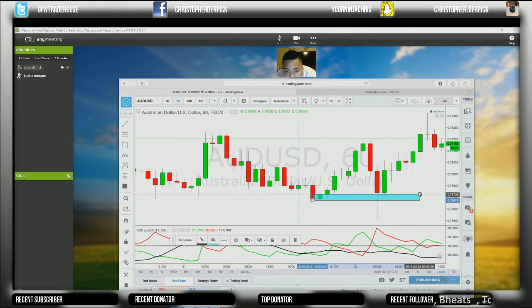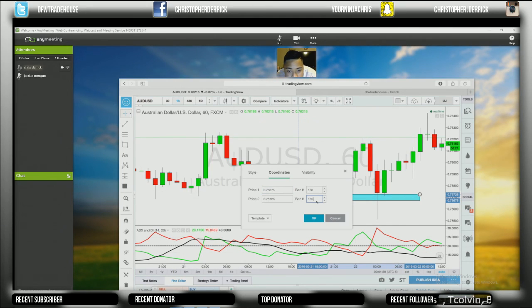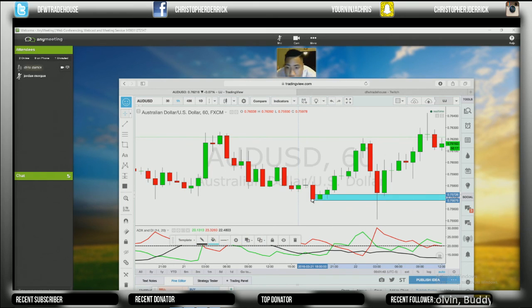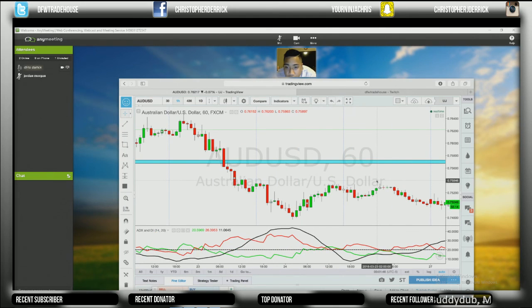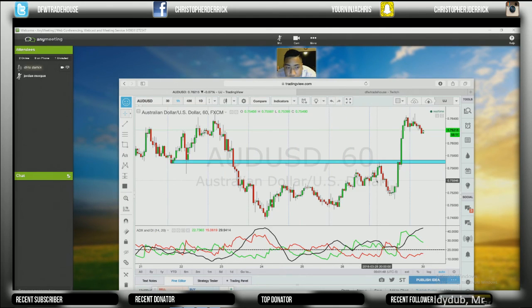And if you want to be really precise, what I do to make it extend is I go in these little settings right here, and I just type in 1,000, so it goes all the way across. And then you look and you check and you see, oh snap, at one point it did come up and hit this zone, and then it dropped again.